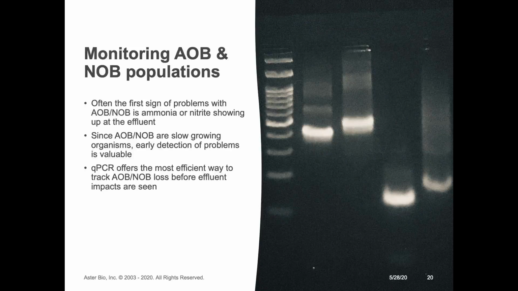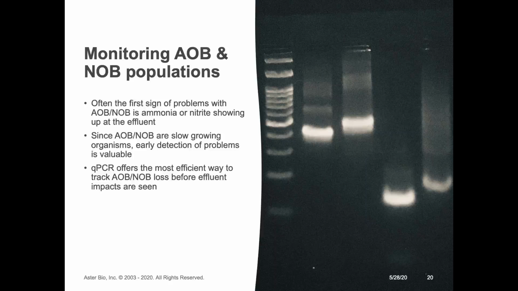So, monitoring ammonia oxidizing and nitrite oxidizing populations. Why are we interested in this? Well, the main reason we're interested is these are slow-growing bacteria that are also very sensitive to upset conditions. Even just small changes in the chemicals in the influent can kill them very quickly.